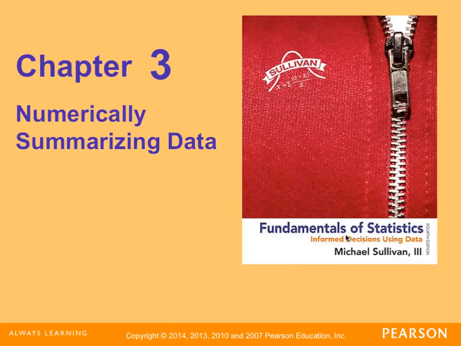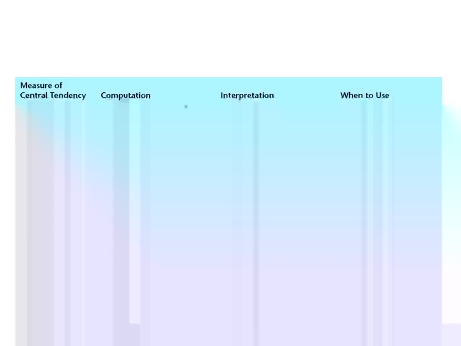In chapter 3, we talked about numerically summarizing data. A couple of key points here are that we have 3 different main measures of central tendency. We have our mean, which is calculated just by adding up all of our observations and dividing by the number of numbers. And that's normally nice to use when you have symmetric data.